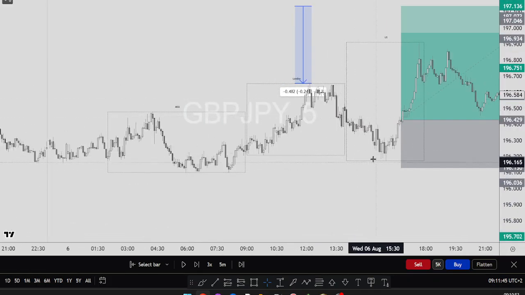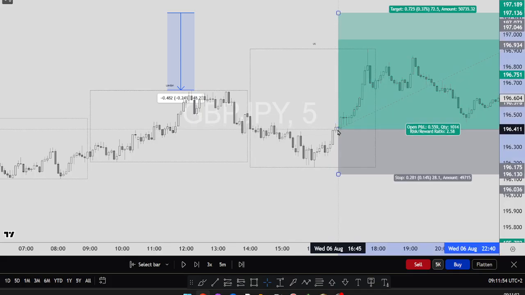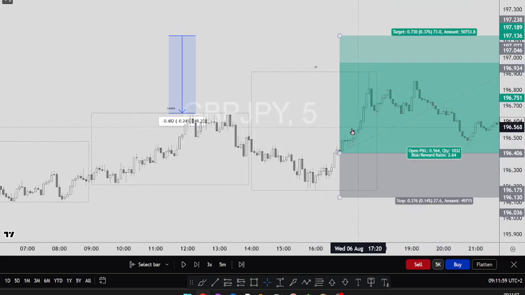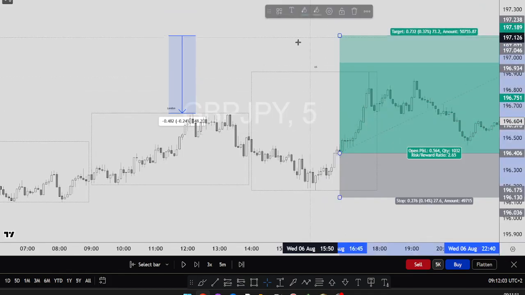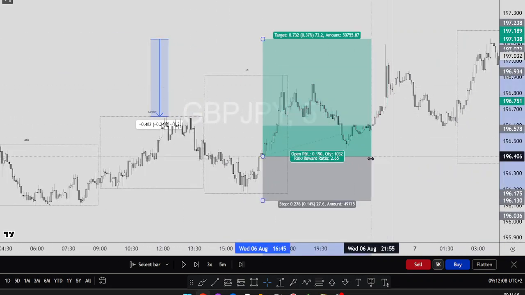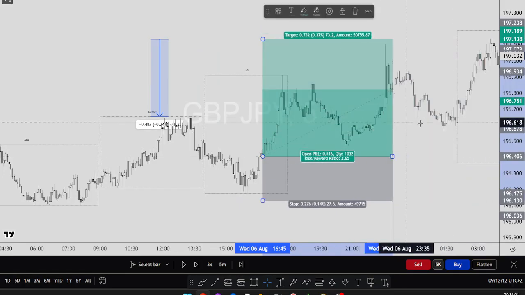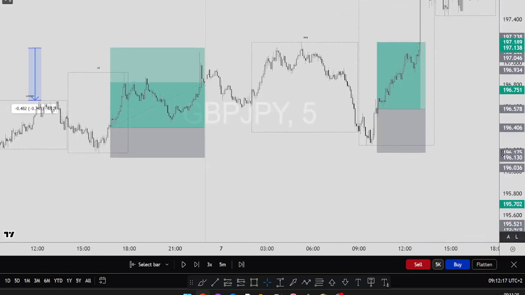So US session falls down, not much is clear, but we eventually close above with the white. Actually, this one. Okay, we close above with this one. So, do we have targets? No. So targets is here, 2.6. Do we hit that? We hit it eventually, but market ends here. So that's okay. And then we have Asia.